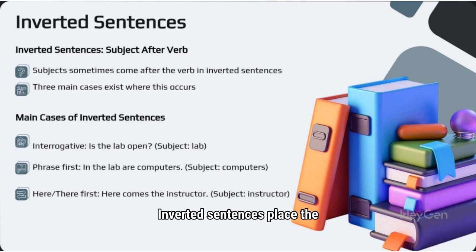Inverted sentences place the subject after the verb. This occurs in three main cases. Interrogative sentences like, "Is the lab open?" where lab is the subject. Sentences with a phrase first, such as, "In the lab are computers," with computers as the subject. And sentences starting with here or there, like "Here comes the instructor," where instructor is the subject.